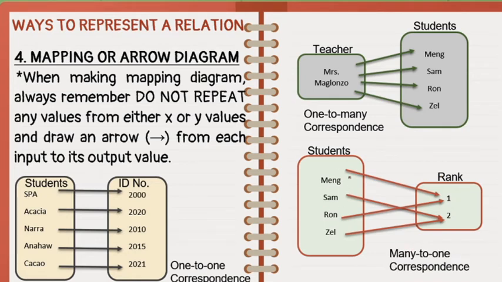So, ito, many. So, ibig sabihin, ito, example is many to one. So, ito si Meng at saka Zeron, yan yung many. So, magka-isa lang sila sa isang rank. So, para silang rank 1. And then si Sam at saka Zizel, dito sa 2. So, rank 2. Kaya, many to 1 correspondence. So, hindi natin inuulit yung rank na 1, isa lang siya. Naglalagay lang tayo ng arrow.